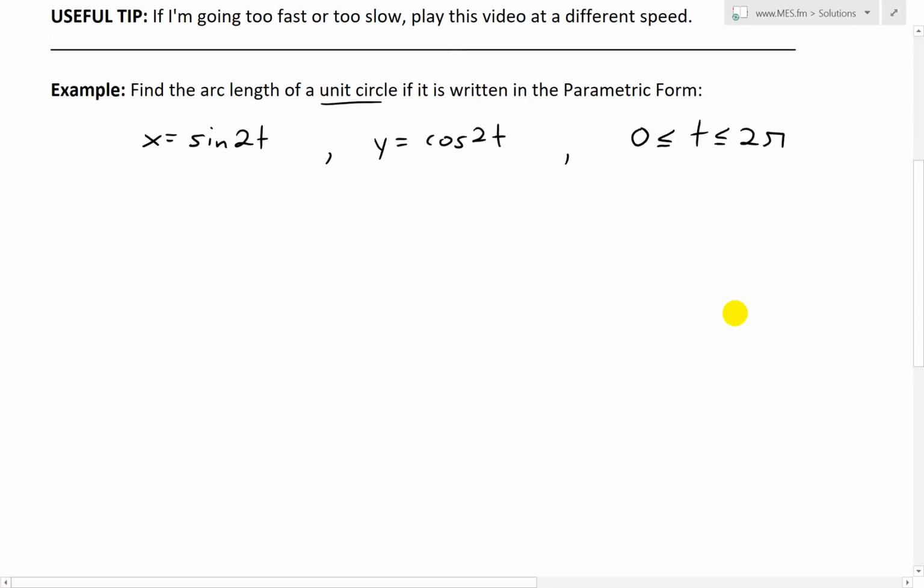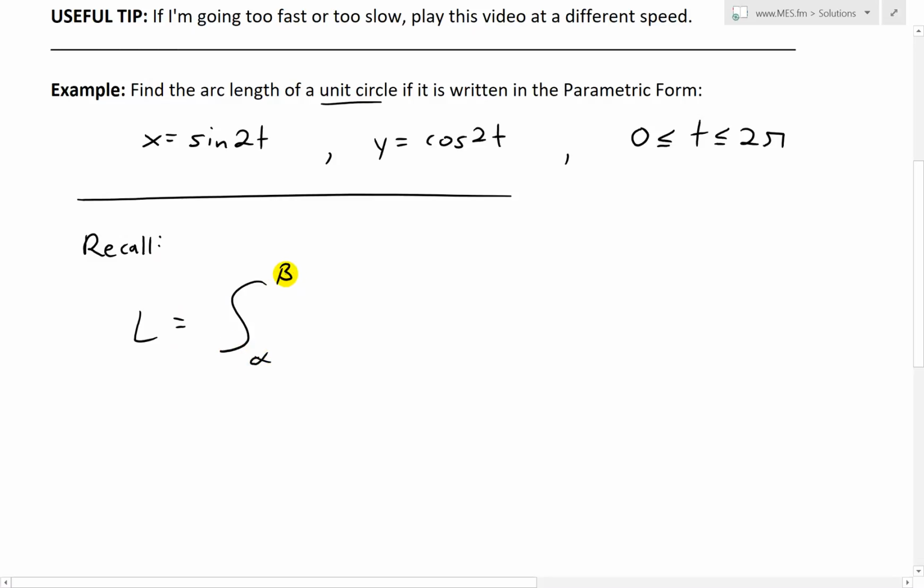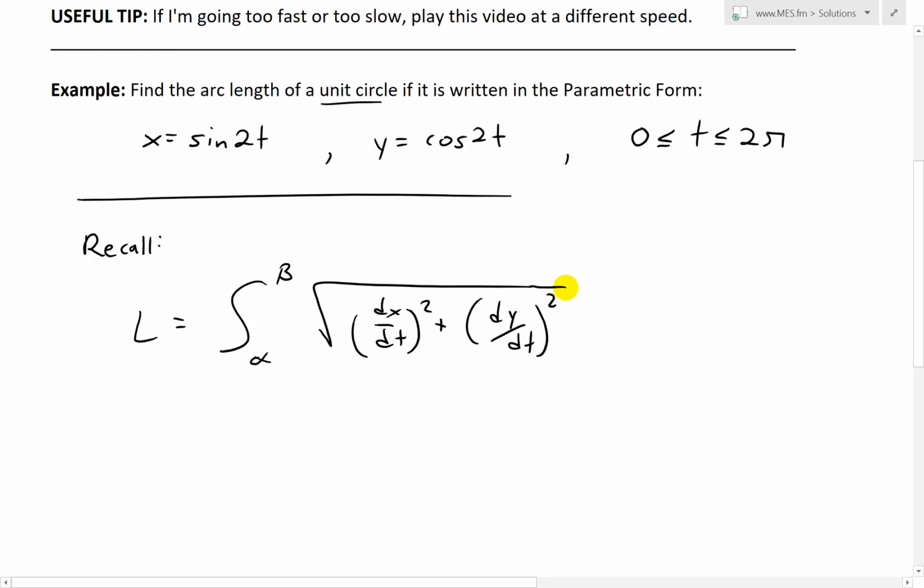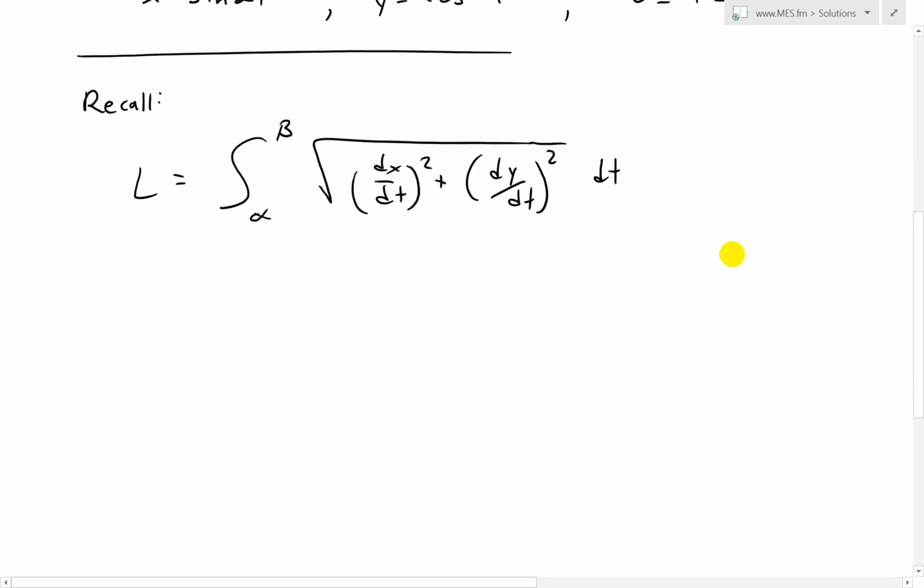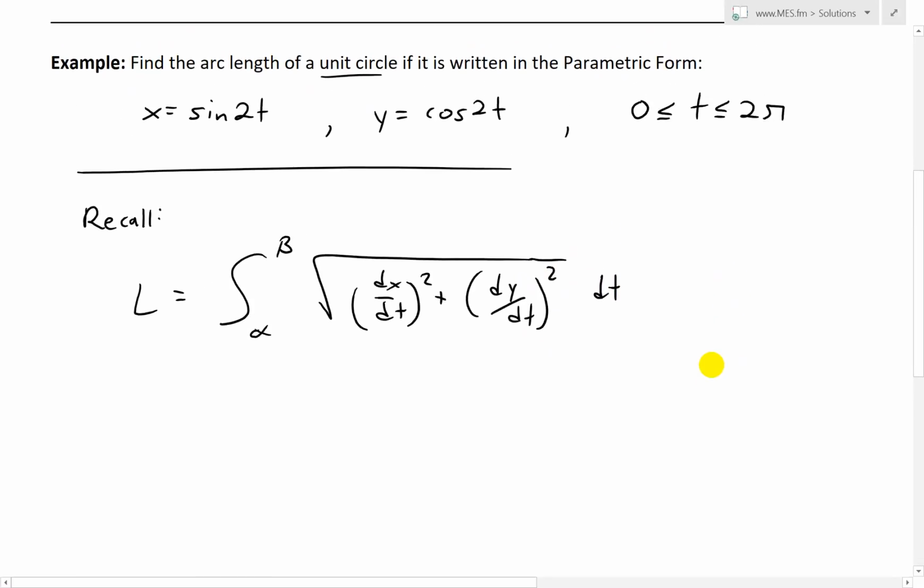So if we apply the arc length formula, if we recall, L is equal to the integral from alpha to beta of the square root of (dx over dt) squared plus (dy over dt) squared. Make sure to watch my earlier videos on arc length to see this proof. For our case alpha is equal to 0 and beta is equal to 2 pi, so from 0 to 2 pi.